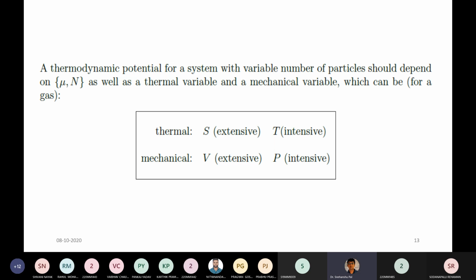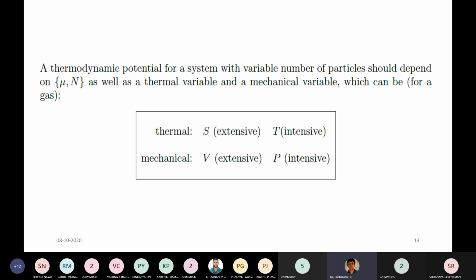Now, the thermodynamic potential of a system with a variable number of particles should depend on mu and N, the chemical potential as well as the number of particles. And along with that, you have to take care of the thermal variable as well as the mechanical variable. For a gas, the thermal variable S is extensive and capital T is intensive, and the mechanical variable V is extensive and capital P is intensive.